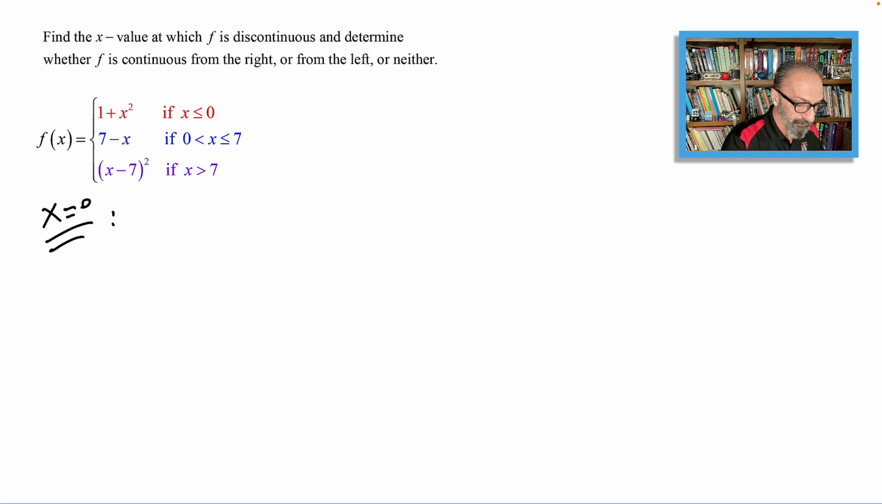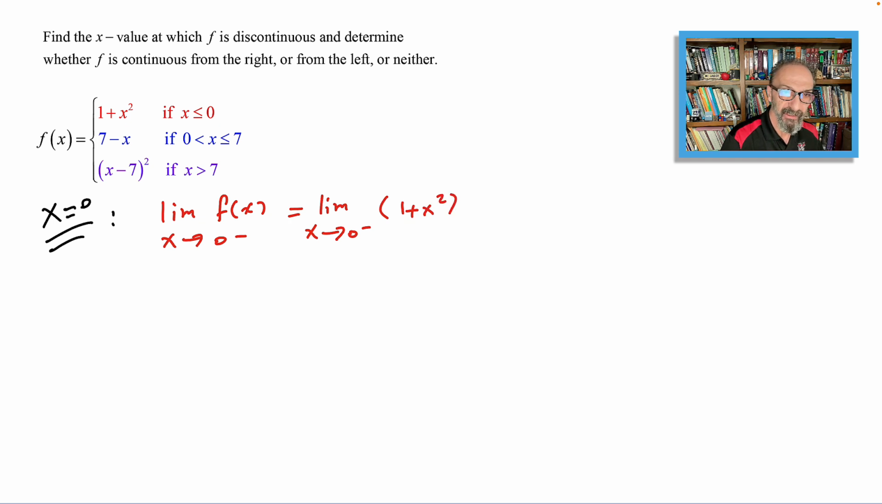So, limit f of x as x approaches 0 from its left. That's the red one, the first piece, will equal the limit as x approaches 0 from the left of 1 plus x to the second. And we could plug in 0 here, which is 1 plus 0, which is 1.